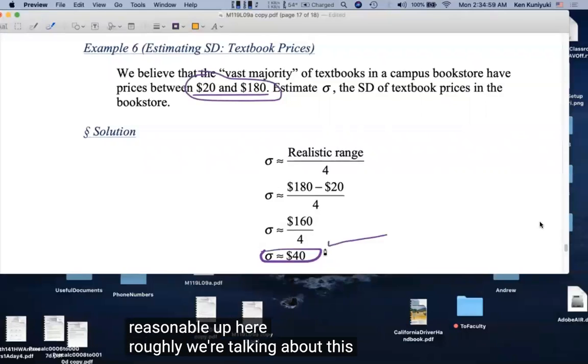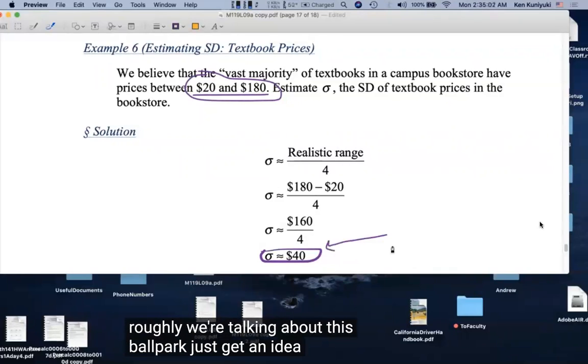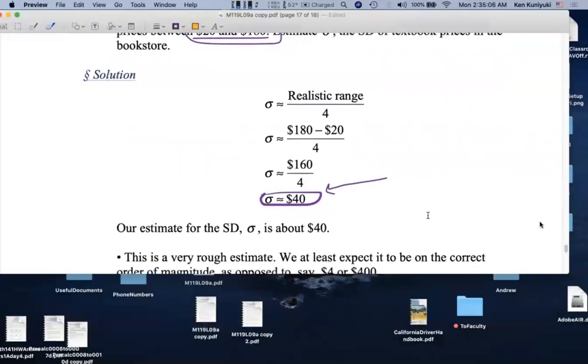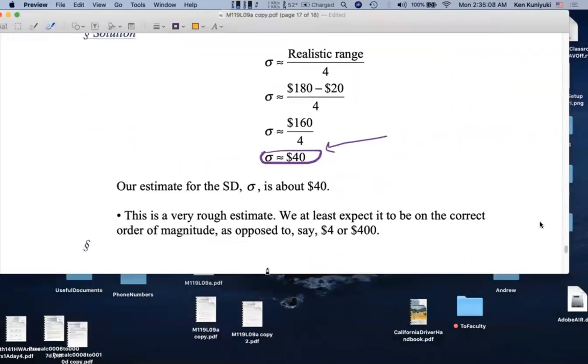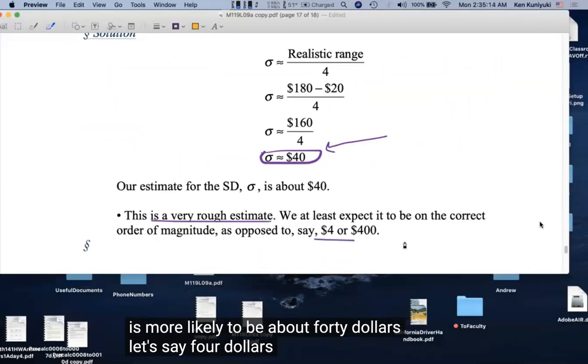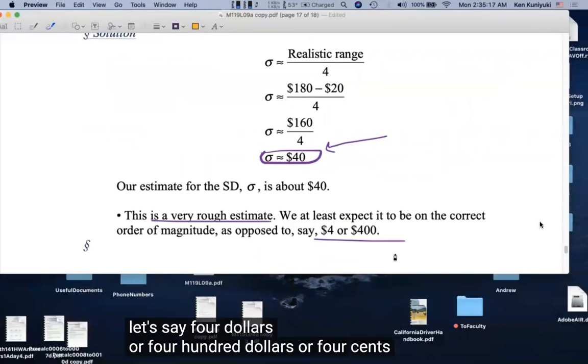Roughly, we're talking about this ballpark. Just to get an idea of what the standard deviation is, broadly speaking. Okay, again, it's a very rough estimate, but we think that the standard deviation is more likely to be about $40 than, say, $4 or $400 or 4 cents.